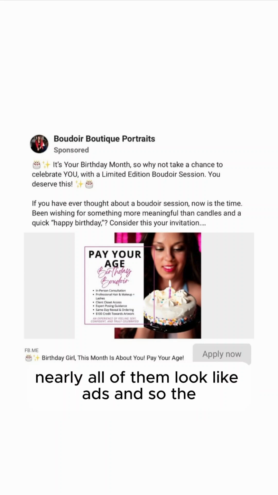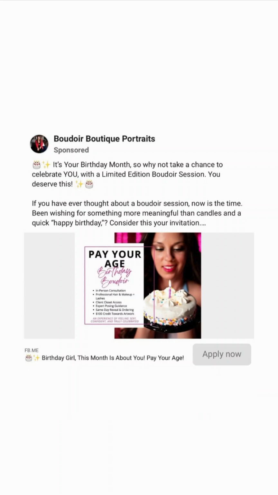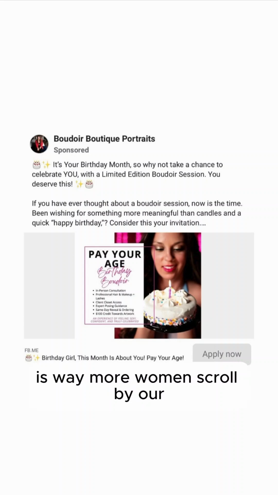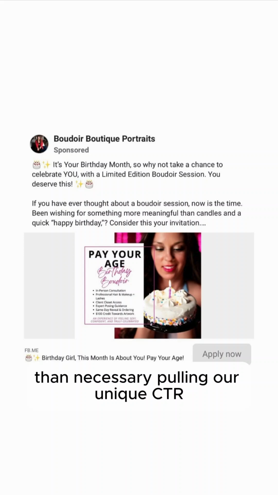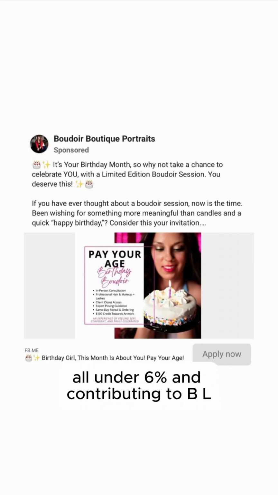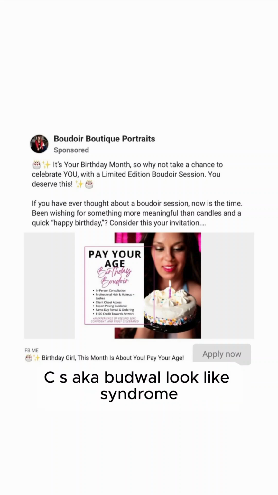The consequence of making ourselves look like ads is way more women scroll by our ad than necessary, pulling our unique CTR under 6% and contributing to BLCS, aka Boudoir low click syndrome.